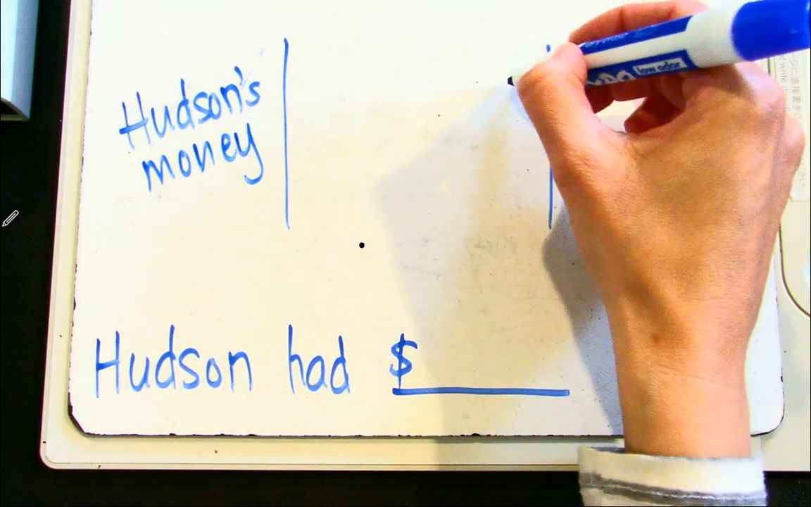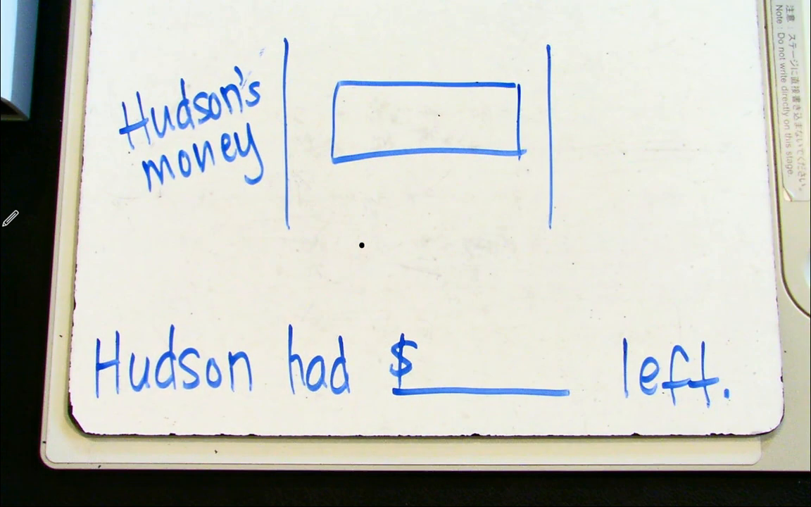There we go, Hudson's money. Here is our unit bar, fancy name for a rectangle. And we go back and we reread the problem. So Hudson had $9.20. He spent $2.80 on a t-shirt. How much money did he have left?